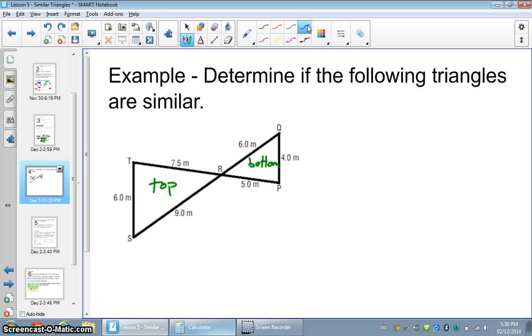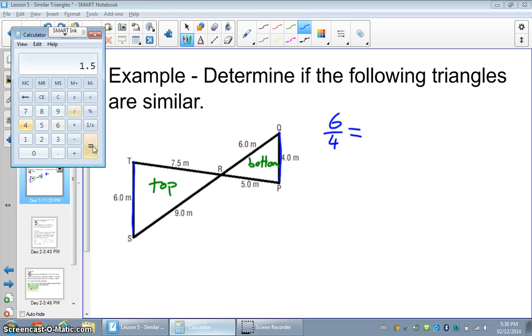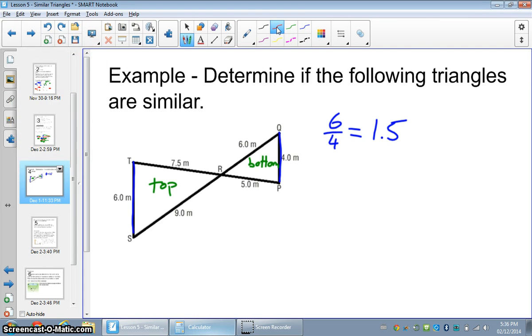Okay, so let's start off by comparing these short sides. So go 6 divided by 4. And what do I get there? 6 divided by 4 equals 1.5. Then I'll compare the long sides, which is 6 and 9. Again, 9's on top because it's bigger. 6 is on the bottom.